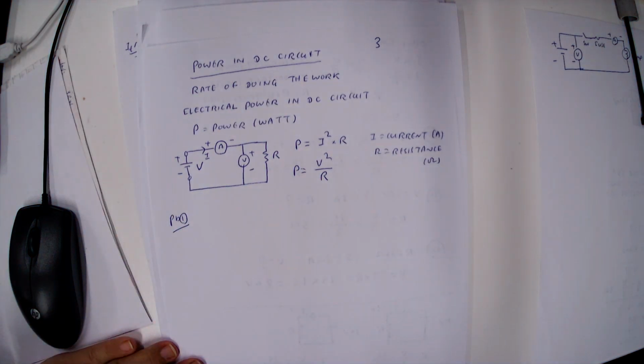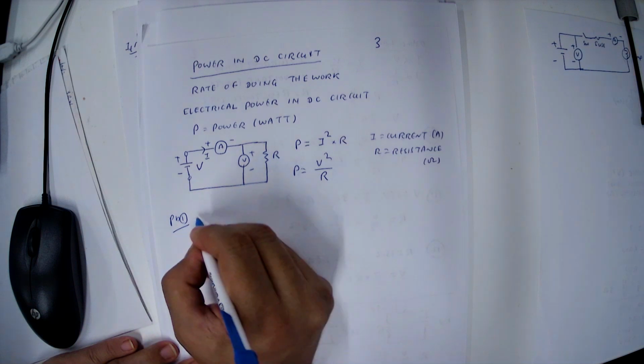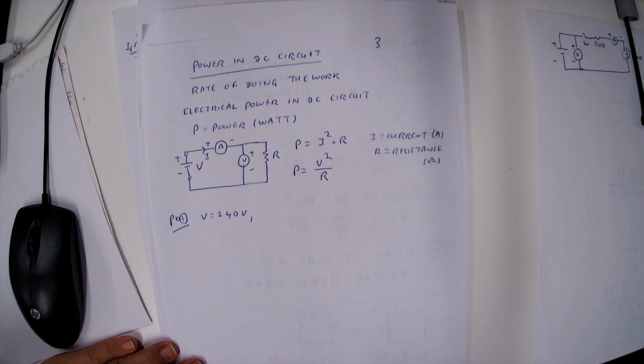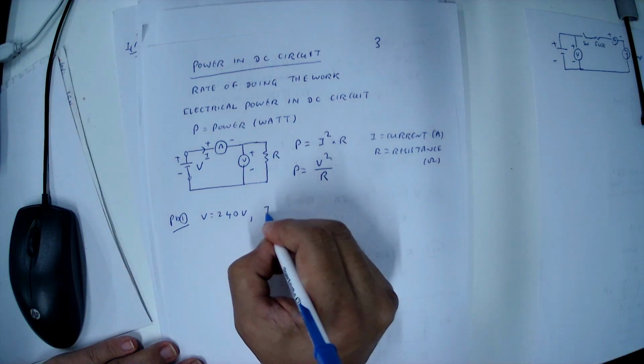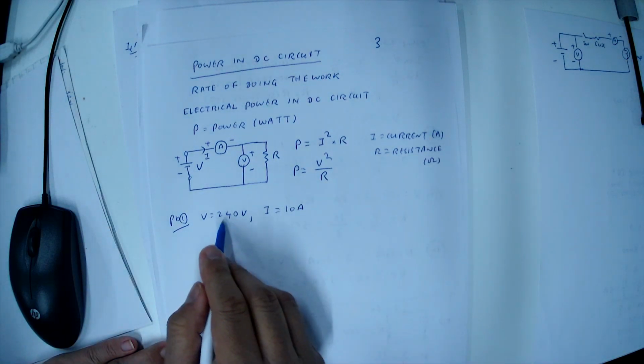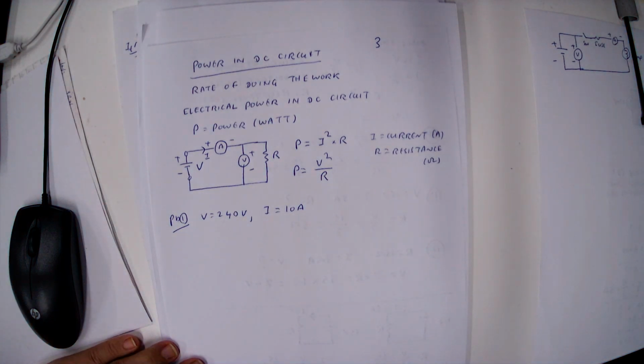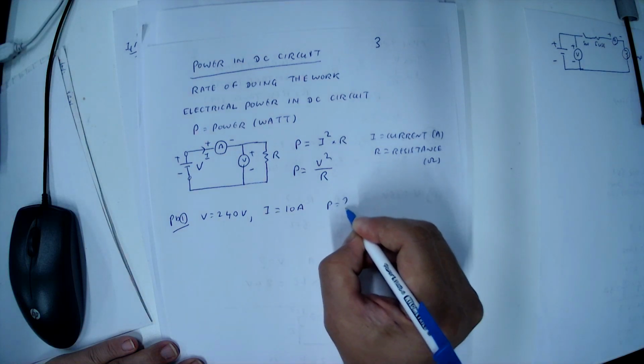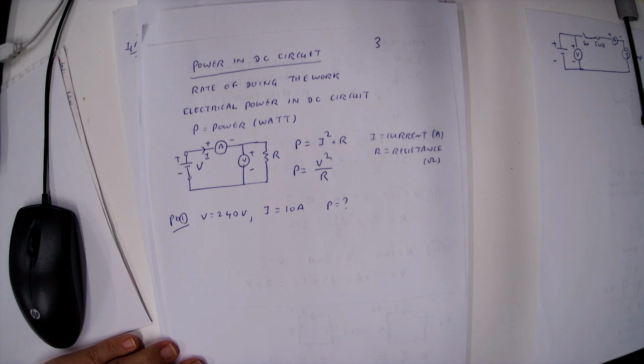Circuit has the voltage 240 volt, V equal to 240 volt. Current 10 ampere, I equal to 10 ampere. We need to determine the power dissipation. We need to calculate P.